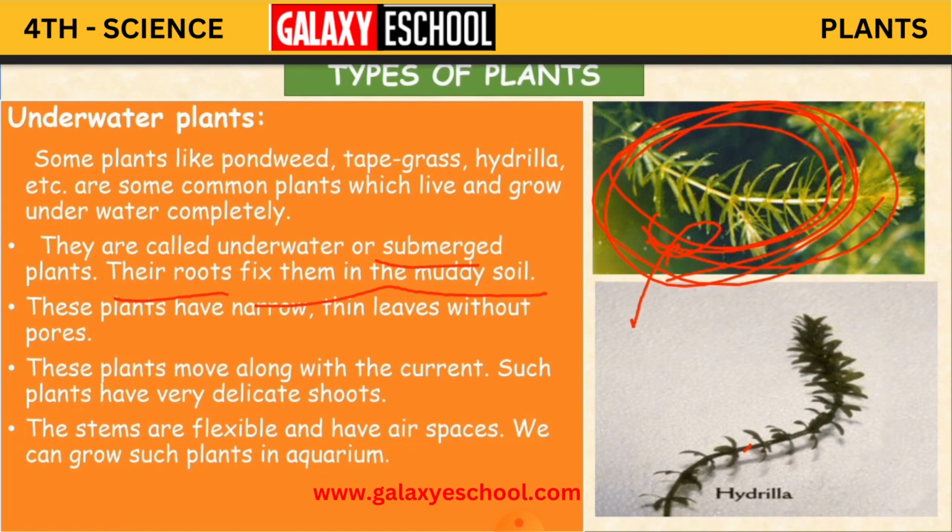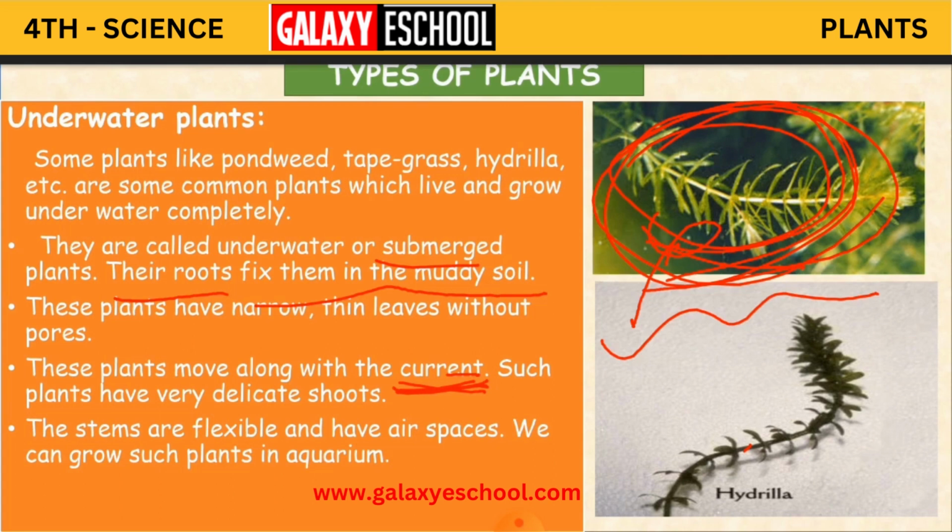Clear, children? Okay. These plants have narrow, thin leaves without pores. In this sense, they don't have any holes. They have very thin leaves. These plants move along with the current. In the sense, what is current here? Like we have electricity, we call it current. Even water has current, in the sense according to gravity, the water also moves. Can you see the movement of the water, children? So that is the current we are talking about. As the water moves, the plant also moves along with the water.